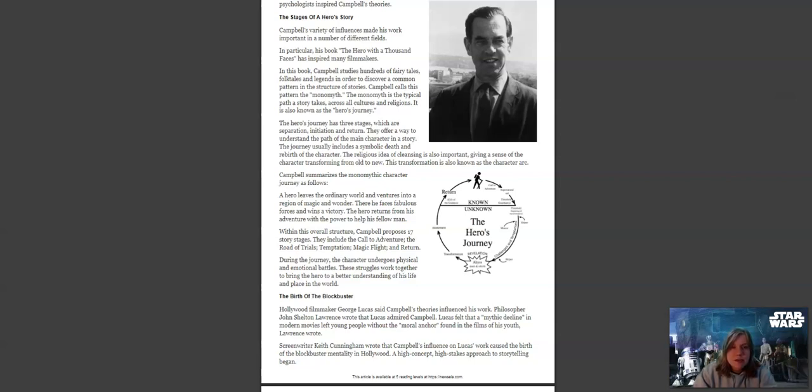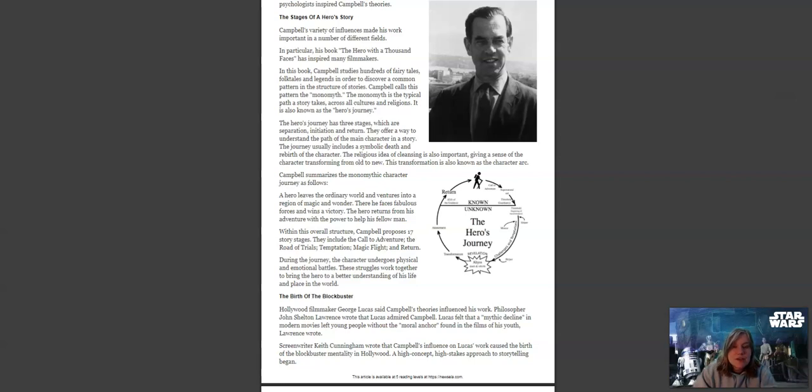In particular, his book, The Hero with a Thousand Faces, has inspired many filmmakers. In this book, Campbell studies hundreds of fairy tales, folk tales, and legends in order to discover a common pattern in the structure of stories. Campbell calls this pattern the monomyth. The monomyth is the typical path a story takes, across all cultures and religions. It is also known as the hero's journey.